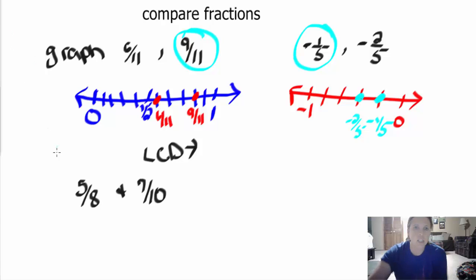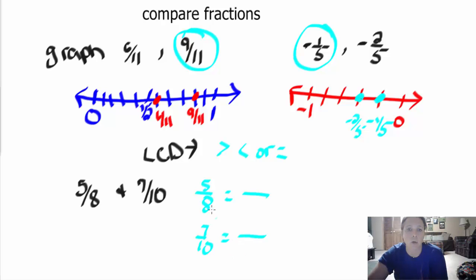Alrighty? So if it just gives you two fractions and says which one's bigger, or compare using greater than, less than, or equal to, then sometimes you have to find the least common multiple, okay? Or the least common denominator, I'm sorry, the LCD, okay? I know you've done these before, but we're just going to refresh your memory. So if you have 5/8 and 7/10, we have to find the least common denominator, which is the same thing as least common multiple, just that they're in the denominator now. So we have 8 and 10.